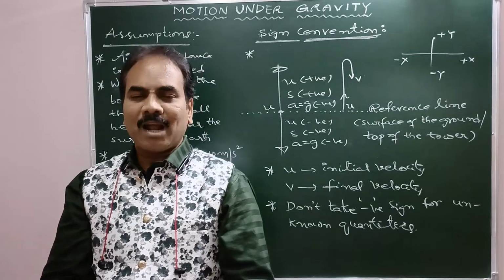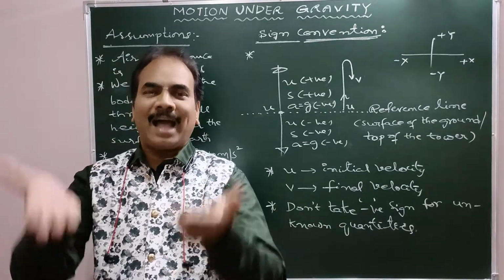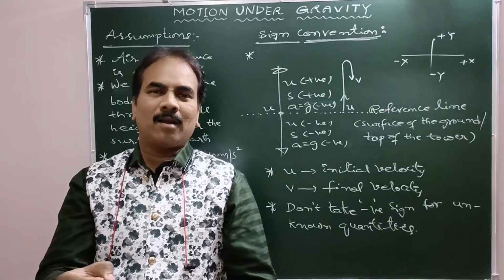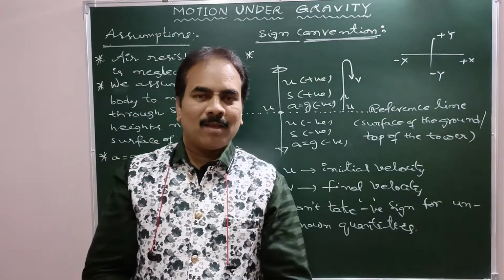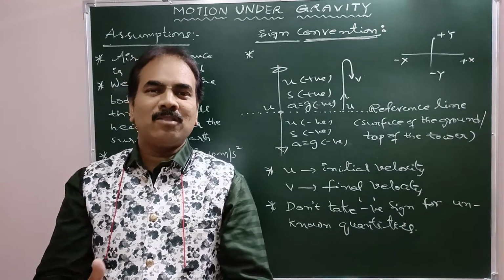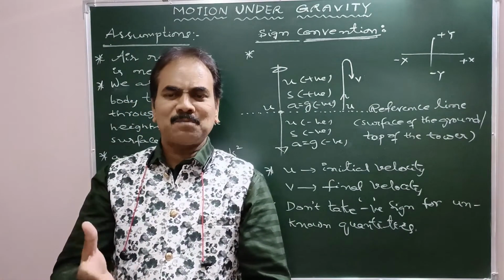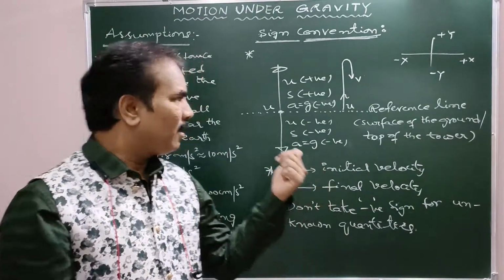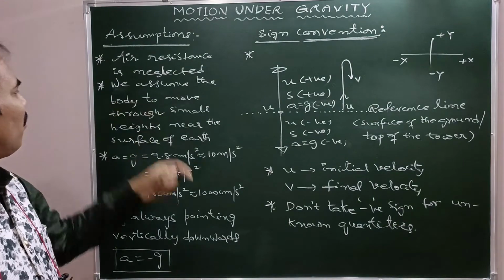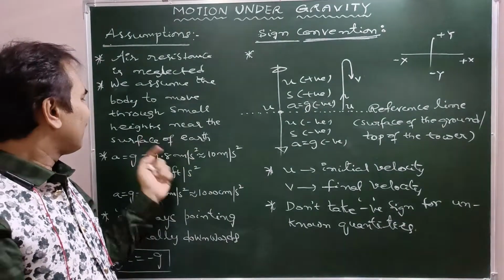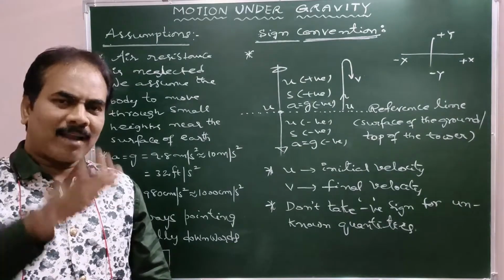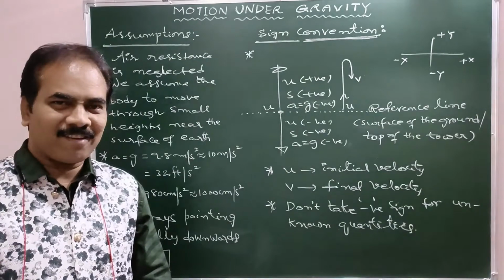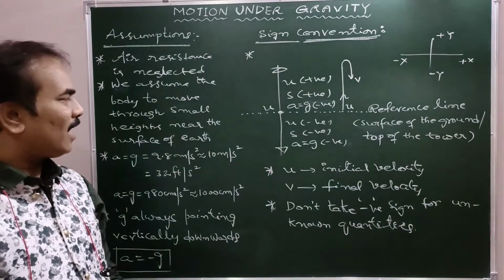As acceleration due to gravity changes with height, with altitude, we have to assume that when a body is dropped or projected up from the surface of the earth, it is moving through small heights. Then there is not much change in g; it almost remains constant. So while going up or coming down, a body is always assumed to move through small heights near the surface of earth. That's the second assumption.